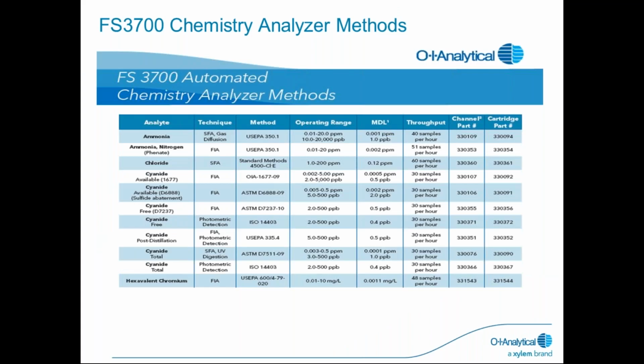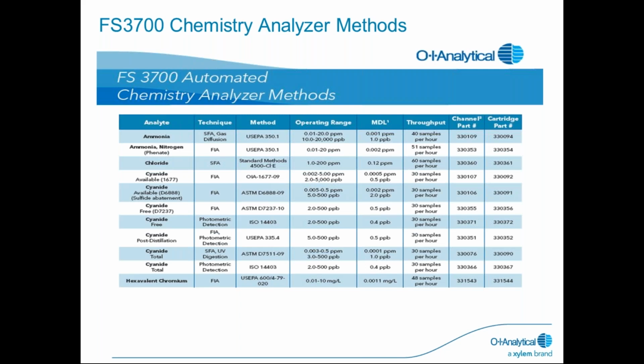Last week there were questions about the MDL operating range and such. So we have this document that covers the chemistry analyzer methods. This is available on our webpage. It's our document number 4075. It lists out each analyte, the technique that we use with this particular analyte, the methods that it adheres to, the operating range, MDL, throughput with the samples per hour, our part numbers for the channel, and then also for the cartridge.